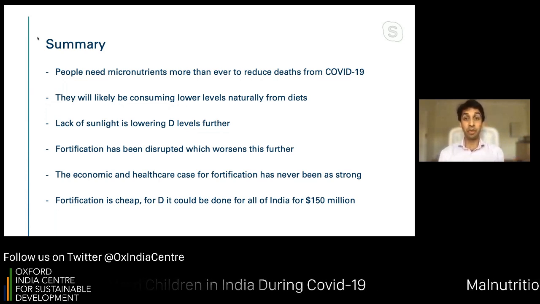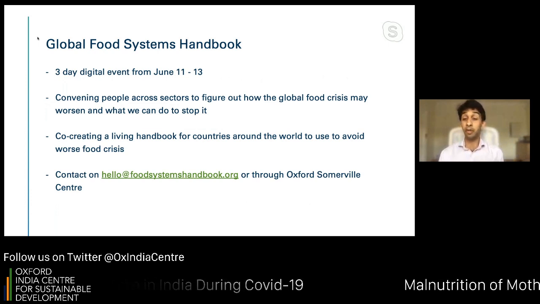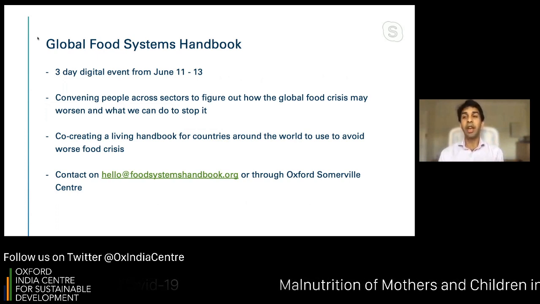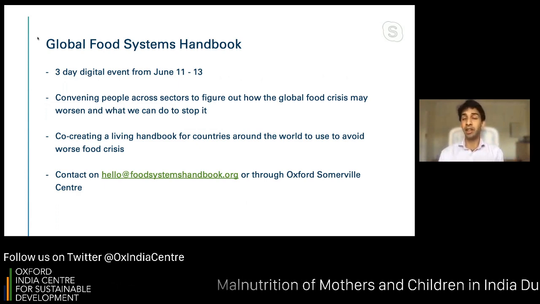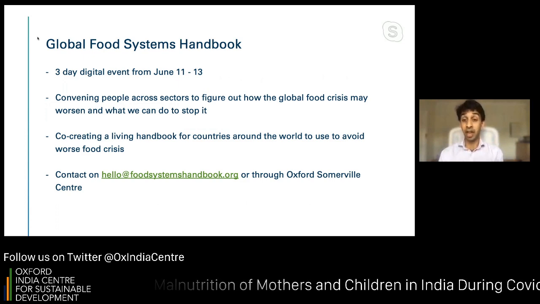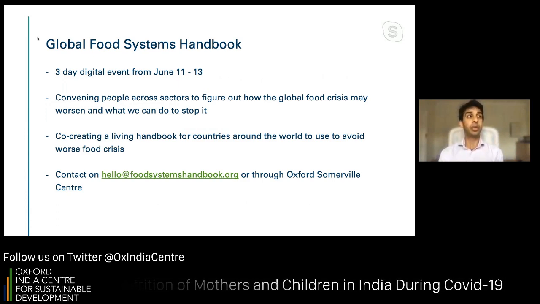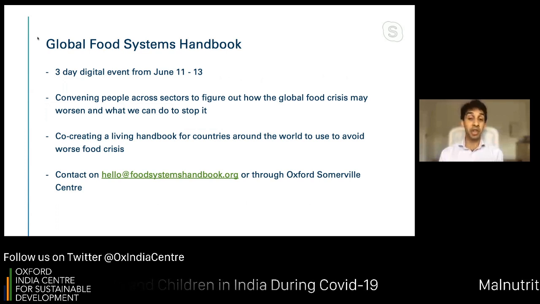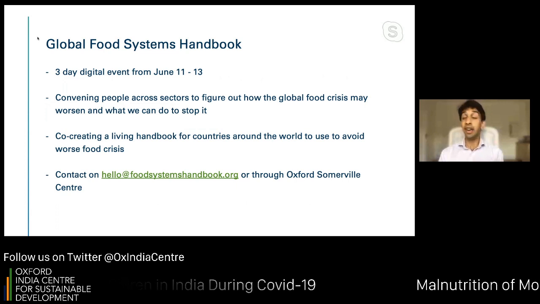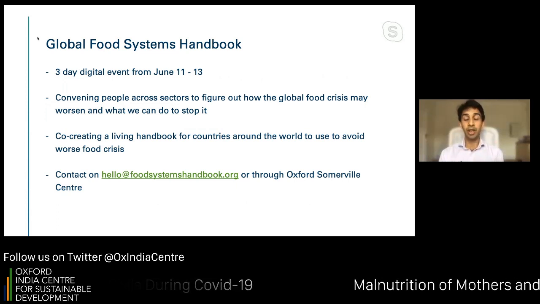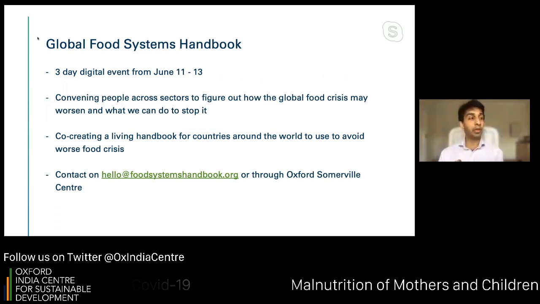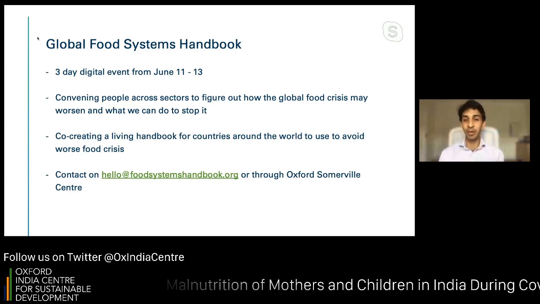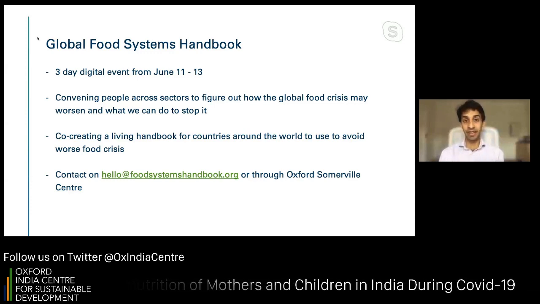And the final thing I wanted to move on to was a program that I've set up that we are running in a couple of weeks' time with the team that started the Coronavirus Tech Handbook, which was an open source project that scaled around the globe, pairing everyone from engineers through to doctors to design open source ventilators and helping save lives around the world. We are working on a digital conference from June the 11th to the 13th, convening food system experts, risk people, other agricultural people, and NGOs to co-create a living handbook for countries around the world to use to avoid the worsening of our current food crisis. You can contact us at hello@foodsystemshandbook.org or through the Oxford Somerville Centre if you want to come across to me. And that is initially all I had to say today.